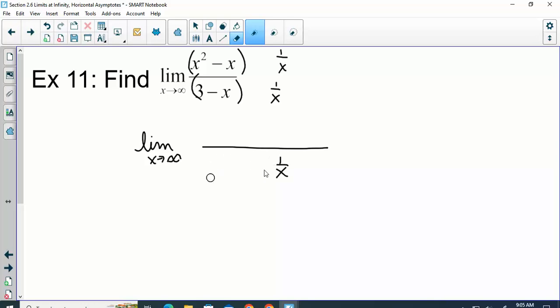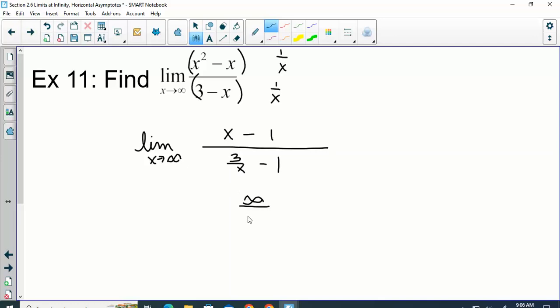Alright, so if I did that, x squared times 1 over x would give me an x minus 1, over 3 over x minus 1. Alright, now can we figure out what's happening? Infinity minus 1 is still infinity. 3 over infinity minus 1. So we get infinity divided by negative 1. So negative infinity is our answer.